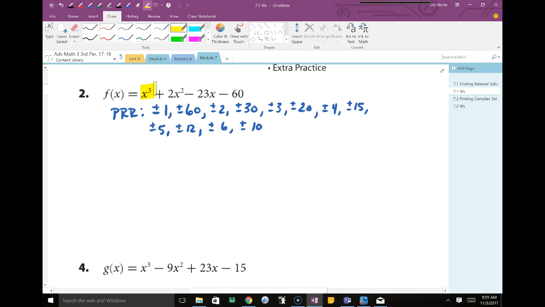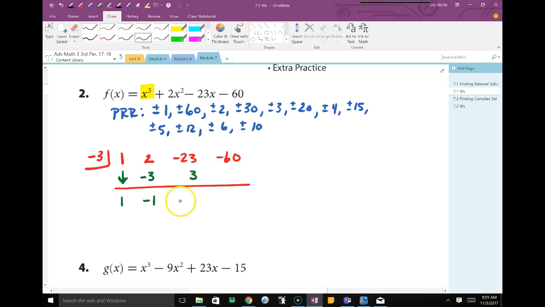Doesn't it work if you use -3? Okay, sure. Let's try -3. If you want to use 5, Tegan, that's fine. We should get to the same place. So we have -23. We drop the 1. So -3, -1, 3, -20, 60, 0.